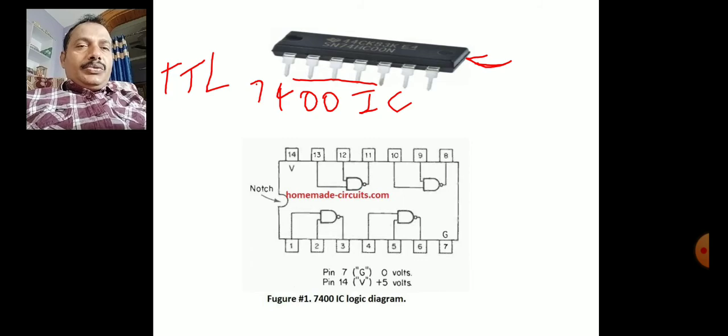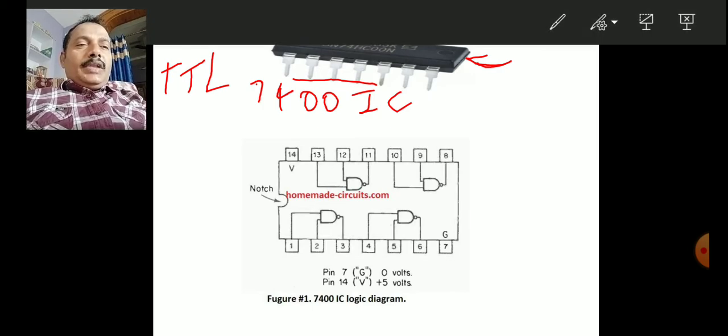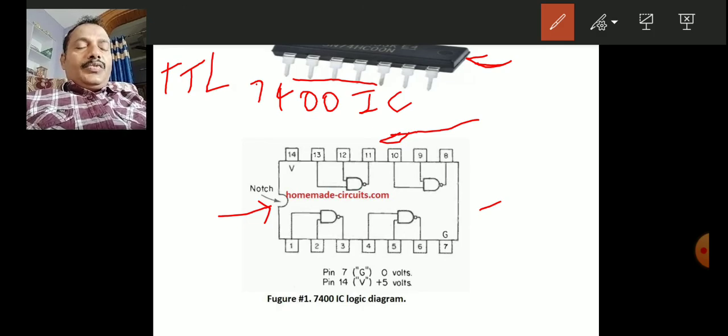Okay, let me show you in the figure. In the IC real diagram you see the notch. In both the diagrams you can observe the notch. From the notch you have to put it in the top position, and this is the bottom side, and you count on the left side from 1 2 3 4 5 6 7, and whenever it comes to the right side you have to count like this: 8 9 10 11 12 13 14.